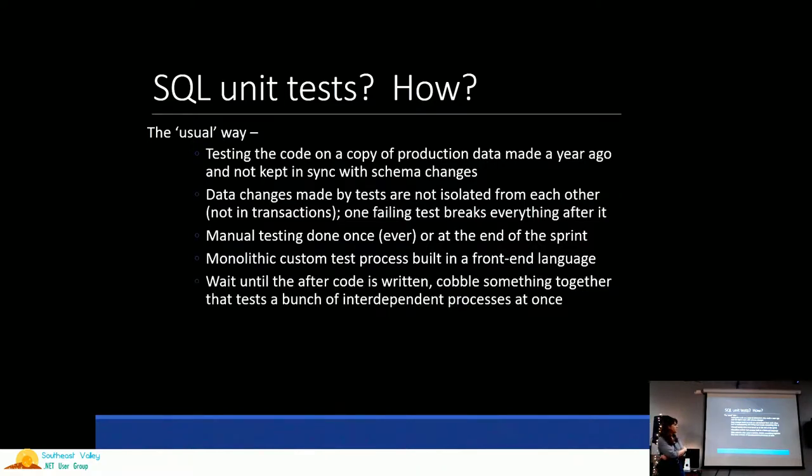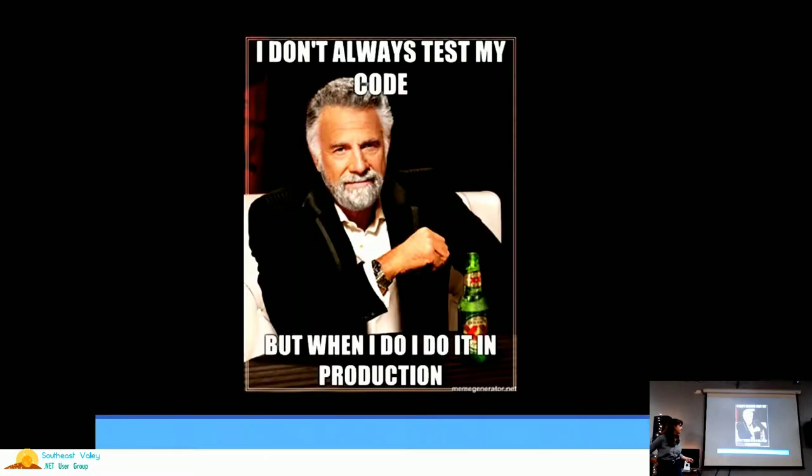Wait until after the code is written, cobble something together, test a bunch of interdependent processes at once, or have the intern do it. How hard can it be? A lot of us think of unit tests as an afterthought, but there is a push for test-driven development. Write the unit test either first or at the same time as the code, because that way it's fresh in your mind, and you're setting the baseline, you know what you need to achieve, and writing the unit test allows you to write your code in such a way that you can achieve it more easily.